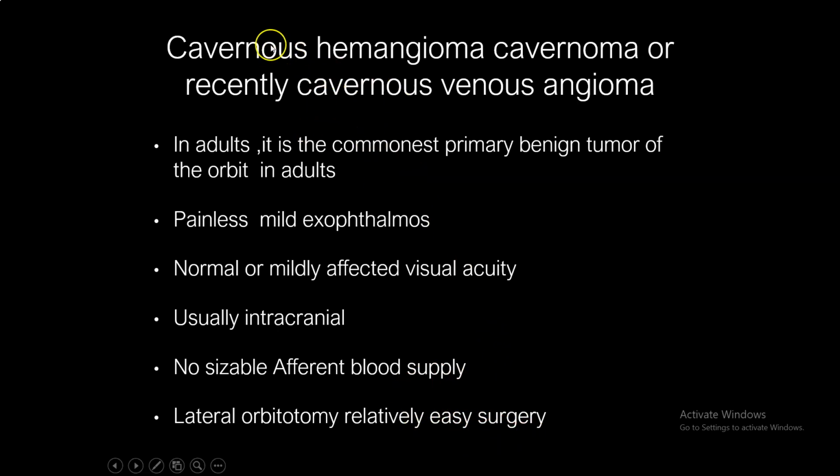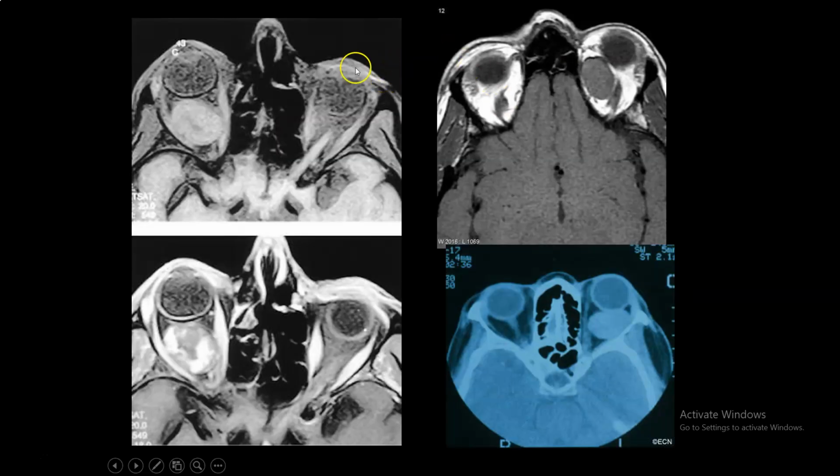In old times it was called cavernous hemangioma or cavernoma. Now they are calling it cavernous venous angioma, being of venous origin. As we said, it is the commonest benign primary tumor in adults. It is very well localized. It is a very well delineated tumor, as you see, and it is not attached to anything.